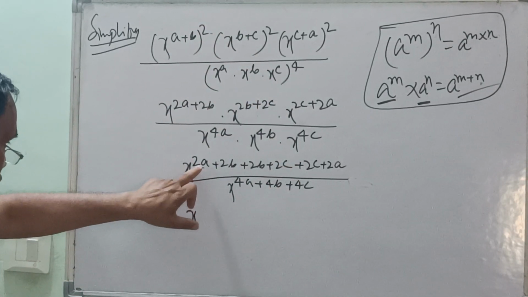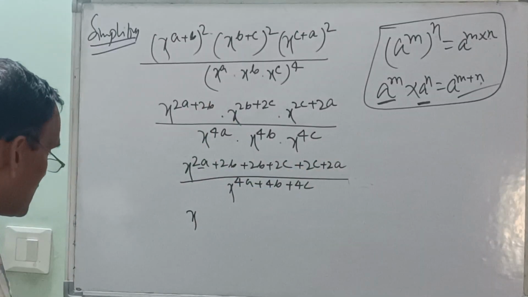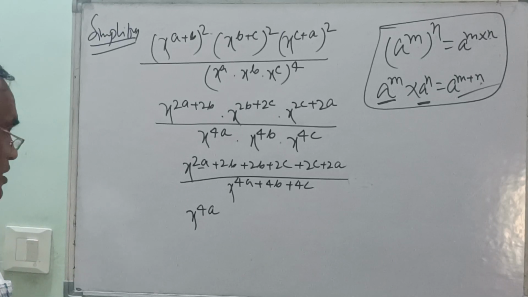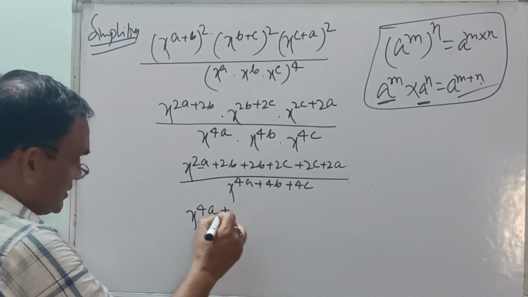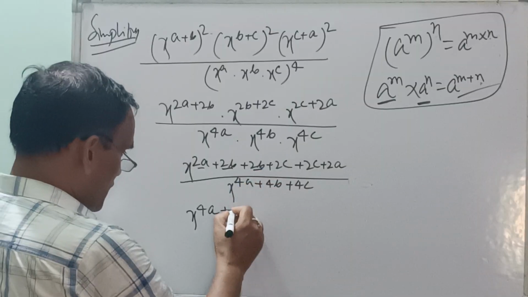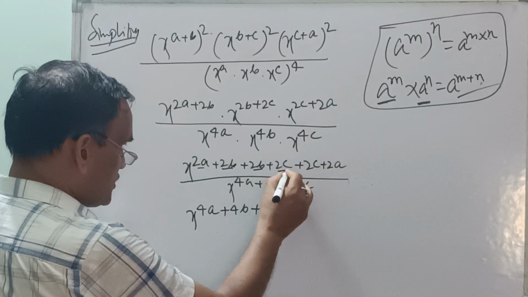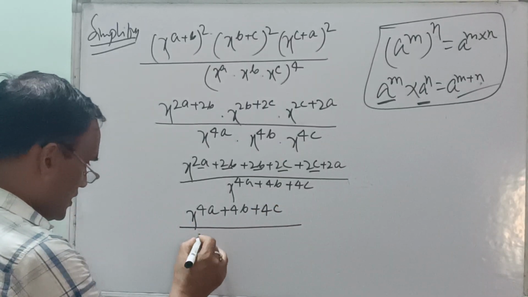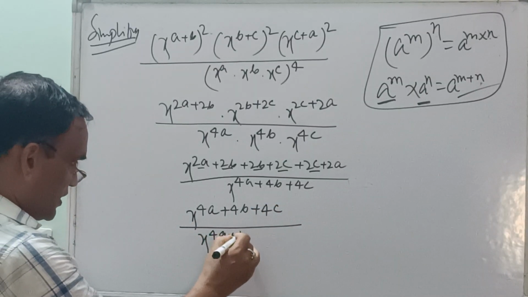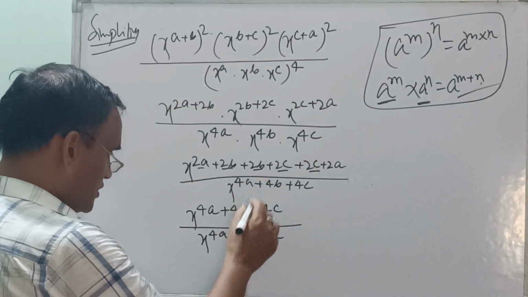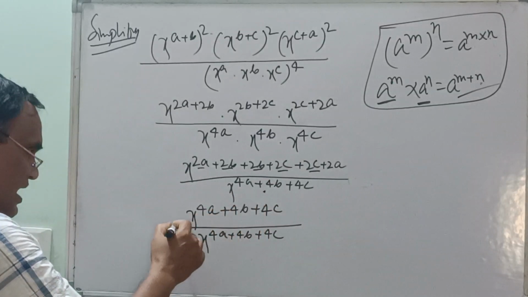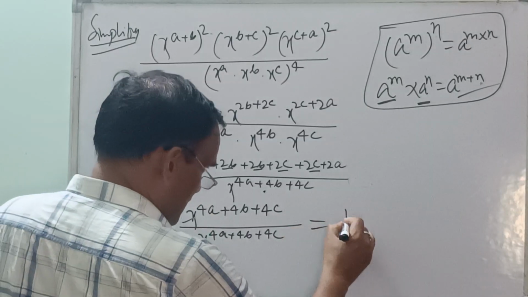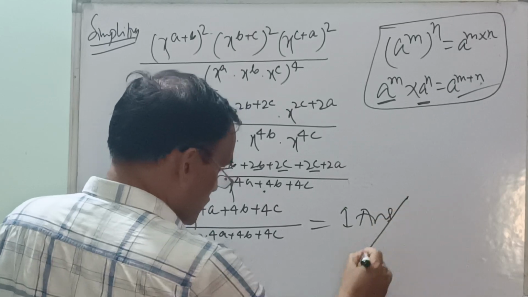Now, what is that? 2a and 2a, what is that? x to the power 4a. Now, again, what is that? Plus this 2b and this 2b, 4b. And this 2c and this 2c, 4c. Again, it is written here, x to the power 4a plus 4b plus 4c. So both parts are cancelled because these both are the same. So the answer is 1.